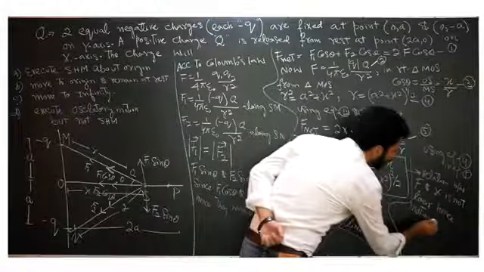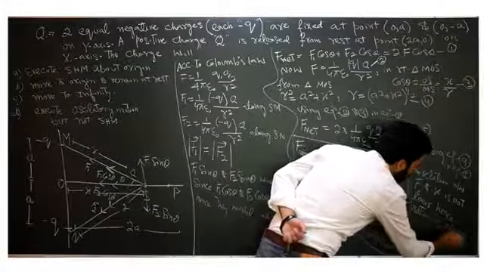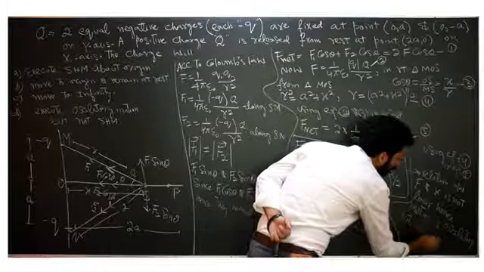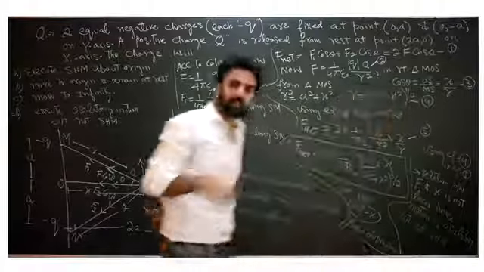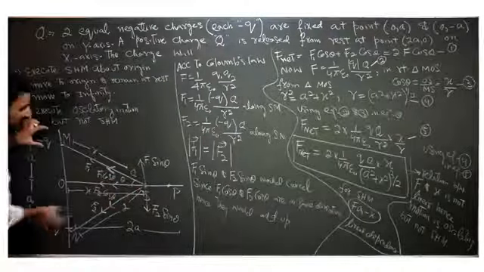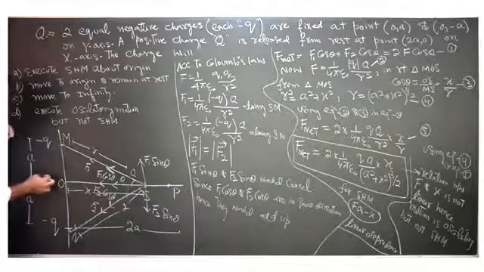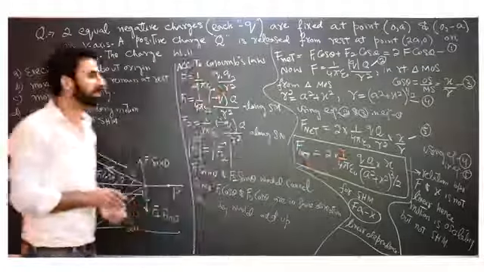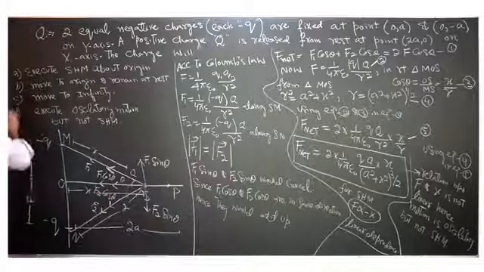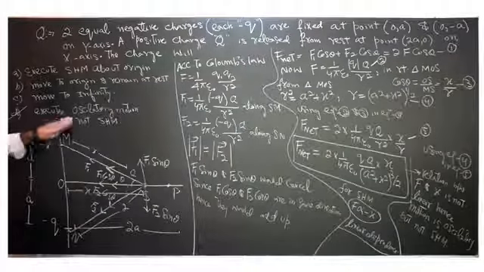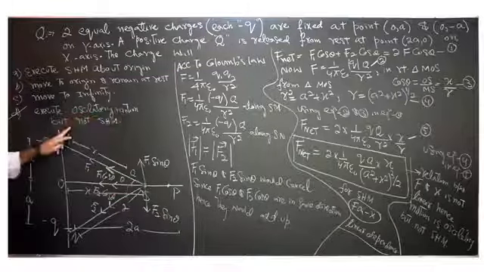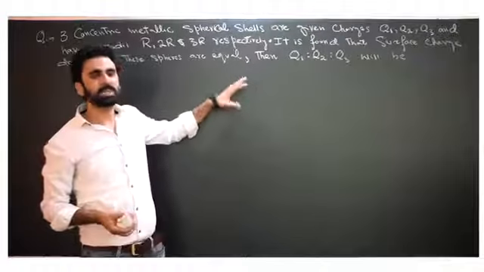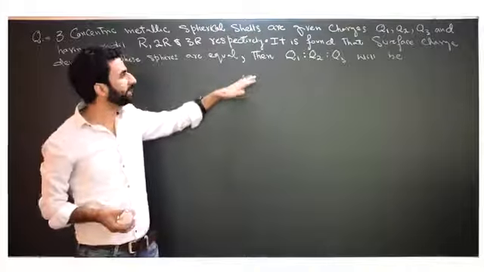Hence the motion is oscillatory but not simple harmonic motion. The motion will be oscillatory because these negative charges will attract this positive charge towards the origin, but it will not be simple harmonic because the relation between force and displacement is not linear. So we have here the fourth option, that the charge q will execute oscillatory motion but not simple harmonic.